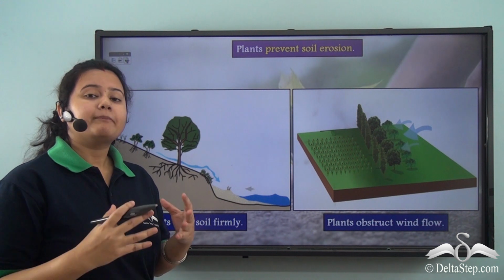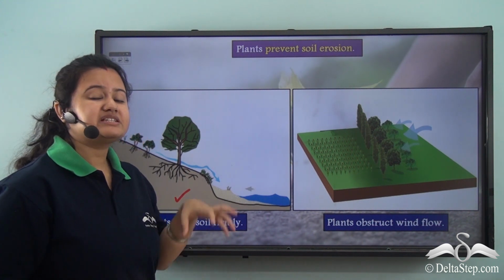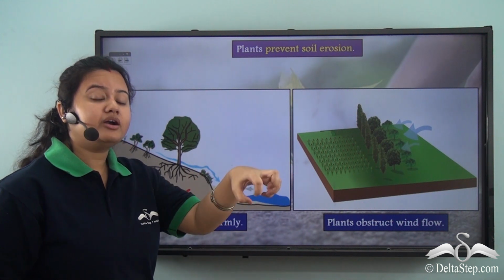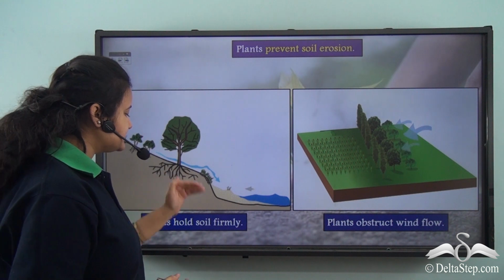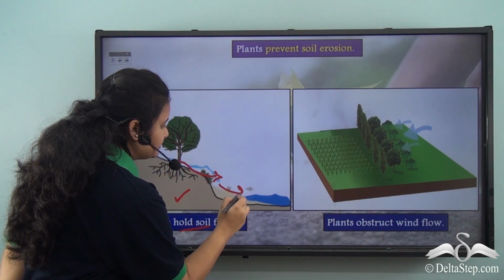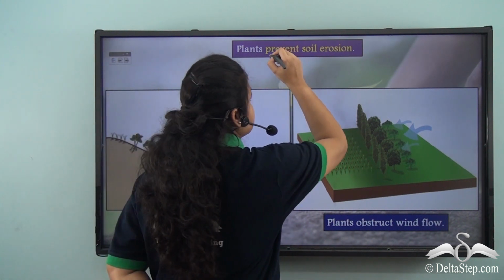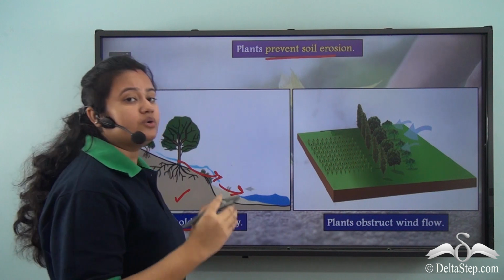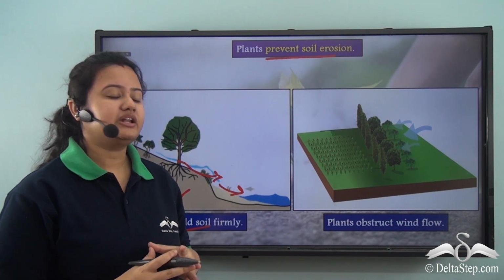Now, we know that plants grow on soil. In this process, they hold the soil firmly with their root systems, and this prevents the soil from being eroded due to surface runoff. Thus, we can see that plants prevent soil erosion. Now, there is another way in which plants prevent this soil erosion.